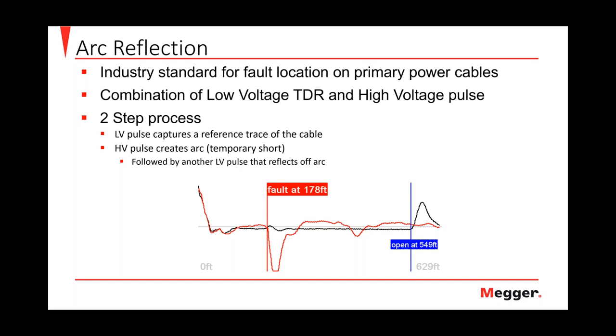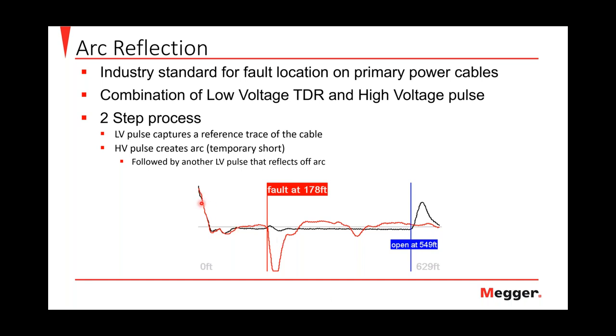So what this does is the thumper is going to apply a high voltage pulse that is going to bridge the gap between the center conductor and the concentric neutral shield. And it is going to create a temporary short, an actual arc. The TDR is going to send out another low voltage pulse that is timed with the high voltage pulse. And that low voltage pulse from the TDR reflects 100% because now we have a short between the center conductor and the concentric neutral. And that second low voltage pulse is just going to have 100% reflection, negative reflection, and bounce back. And then that is what's going to be shown on the screen using the arc reflection method.